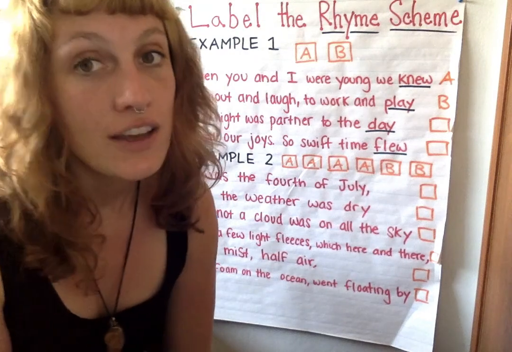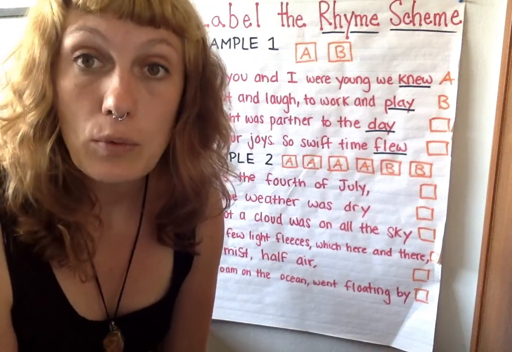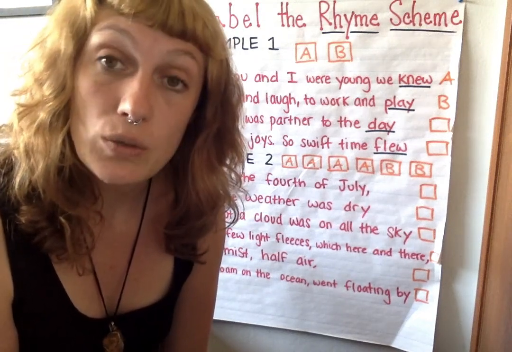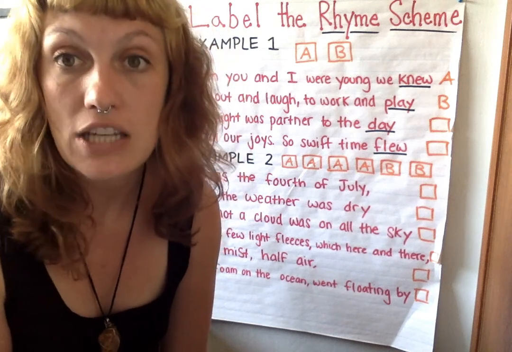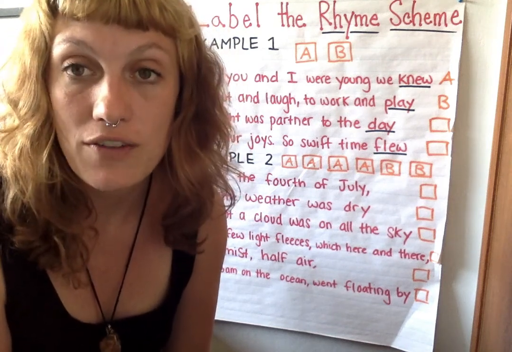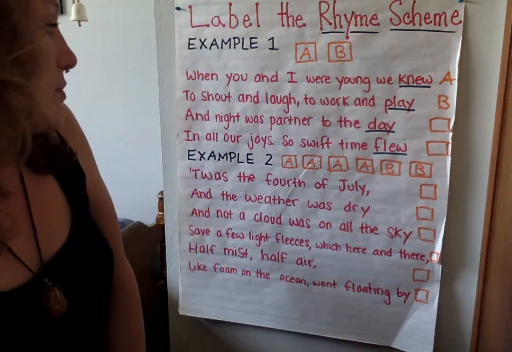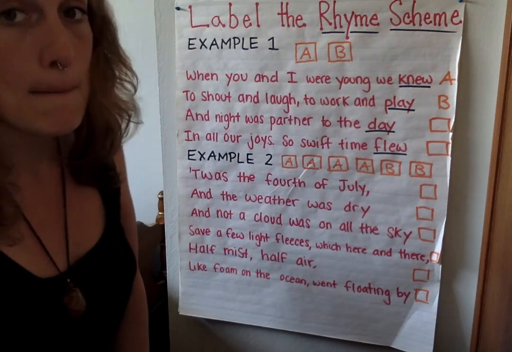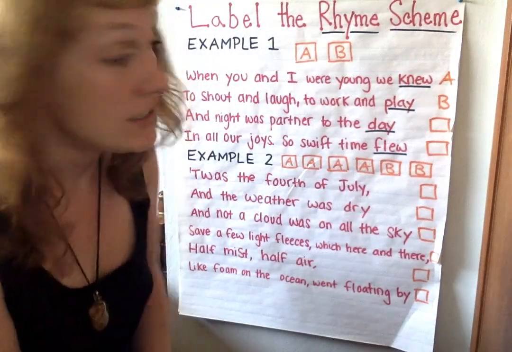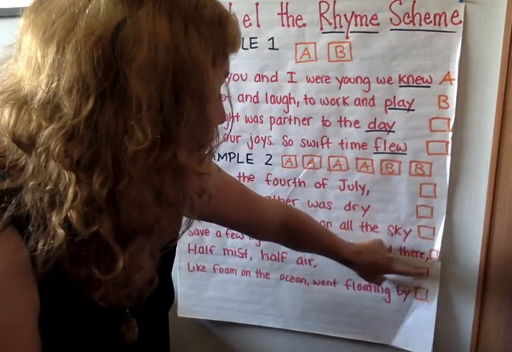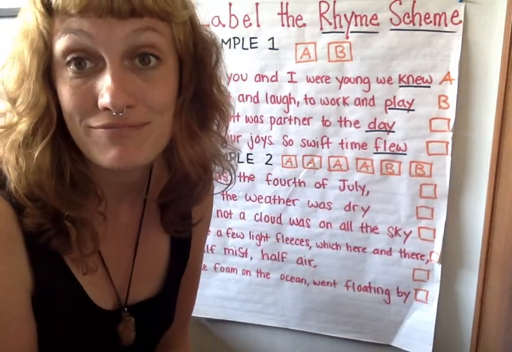Okay? This is honestly one of the more intuitive skills that you will learn. It's important to understand how to talk about it. So if you're ever asked what is the rhyme scheme of this poem, you would say the rhyme scheme is A, A, A, B, B, A. Right? Because it was A, A, A, B, B, and then another A.